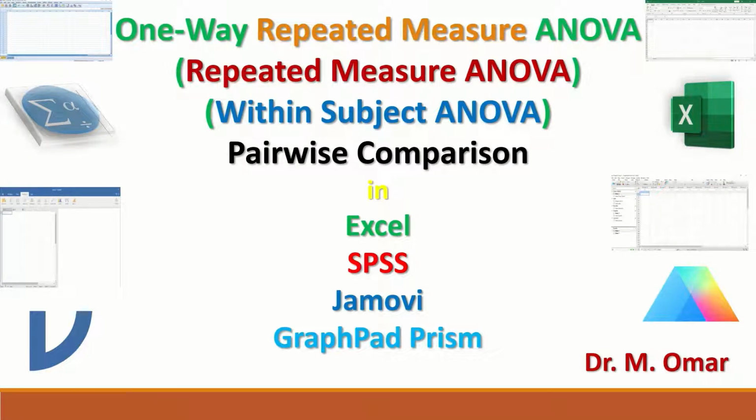One-way repeated measure ANOVA, or alternatively called repeated measure ANOVA, or within subject ANOVA, followed by pairwise comparison in Excel, SPSS, Jamovi, and GraphPad Prism softwares.